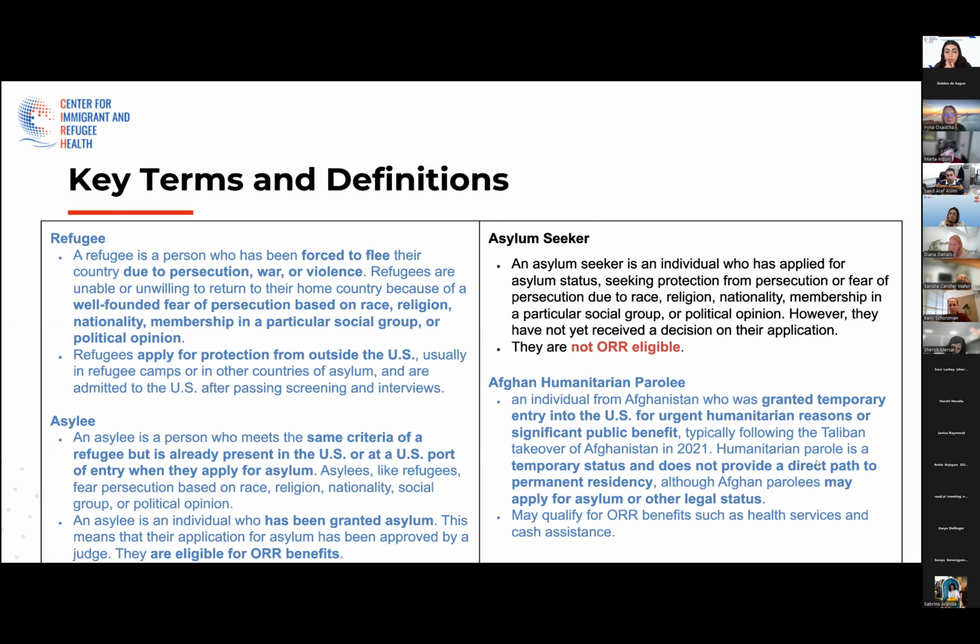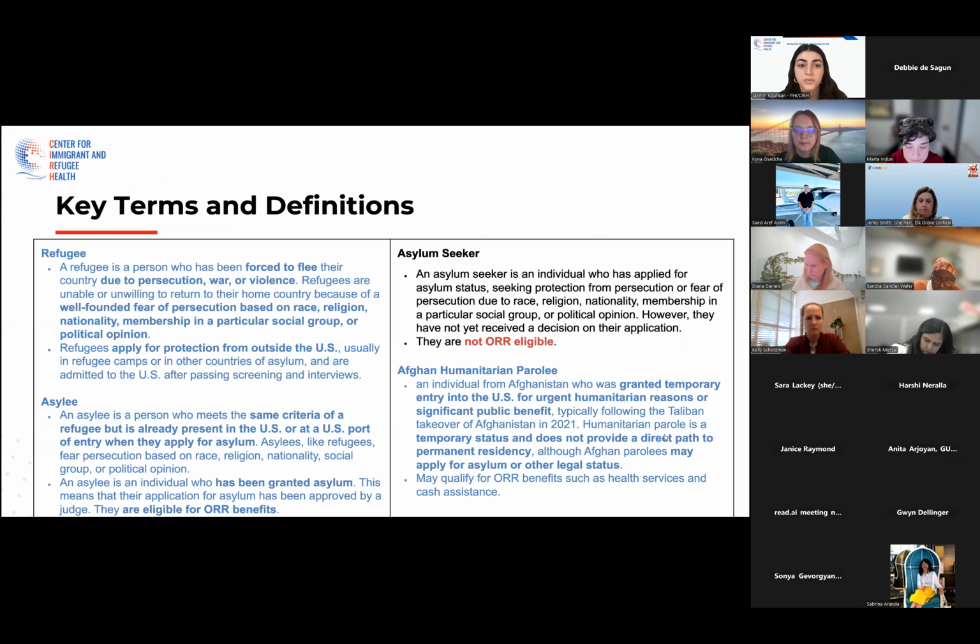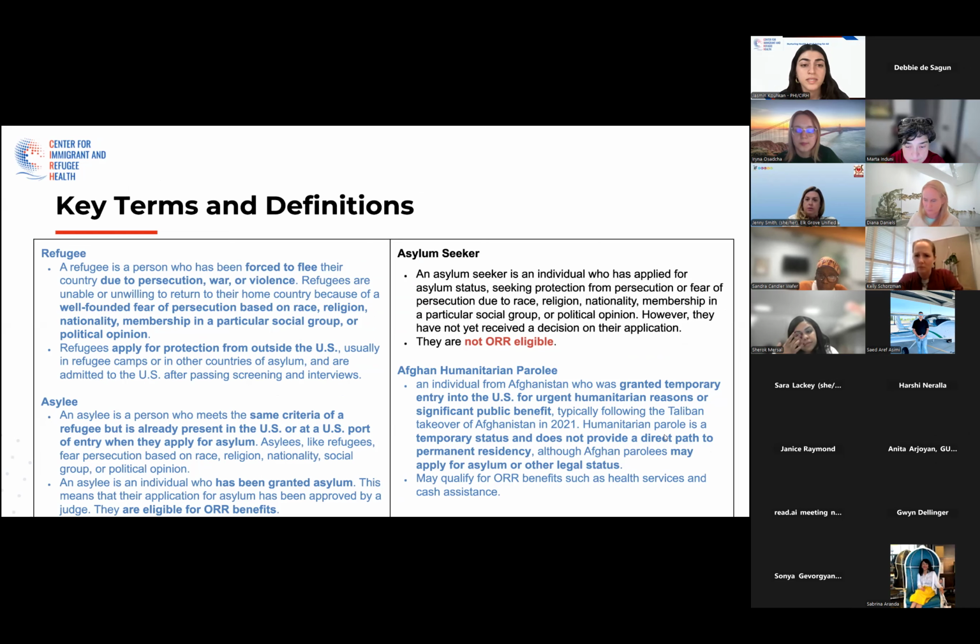An Afghan humanitarian parolee is an individual from Afghanistan who was granted temporary entry into the US for urgent humanitarian reasons or significant public benefit. Typically, most people who are Afghan parolees were given that status after the Taliban takeover of Afghanistan in 2021. Humanitarian parole is a temporary status and does not provide a direct path to permanent residency, although Afghan parolees can apply for asylum or other legal status once they're here. So they do qualify for ORR benefits such as health services and cash assistance. Next slide, please.